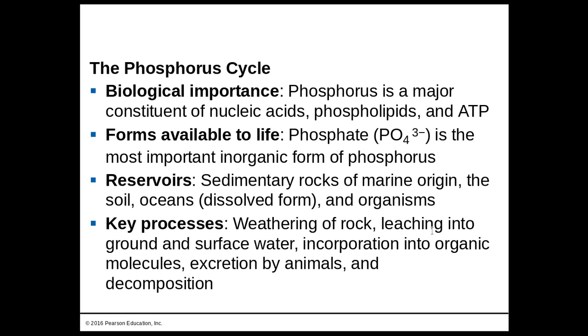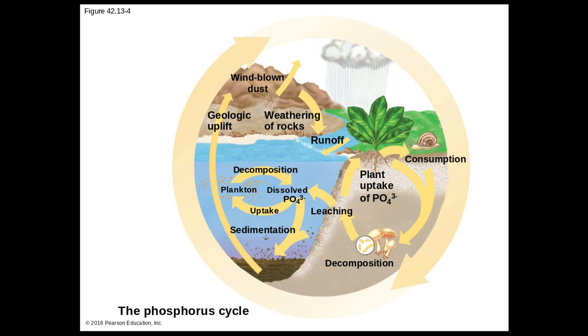There are a lot of ways we get phosphorus. One is the weathering of rock, and then the phosphorus can leach into the ground and surface water. We find it in a lot of organic molecules like nucleic acids, phospholipids, etc. In the feces of animals, we find some phosphorus, and then decomposition can also release phosphorus. And that's how we get it back into the particular environment.